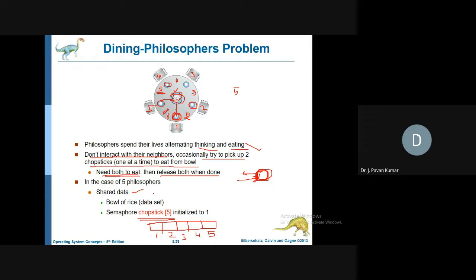Thank you. Here, the setup is like five philosophers, and they need to obtain two chopsticks to eat. Okay, this is the setup. Now, one chopstick cannot be taken by both philosophers at the same time, isn't it? So, how are we able to make this synchronization? By making use of semaphores.